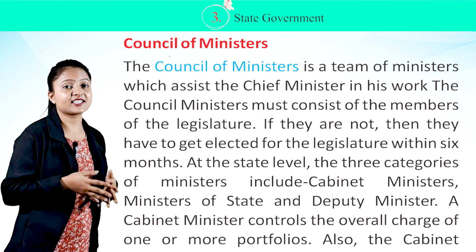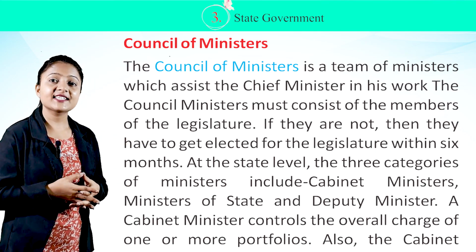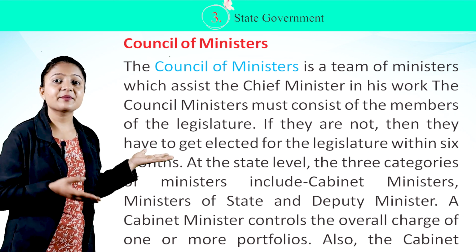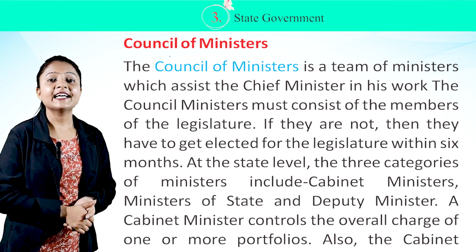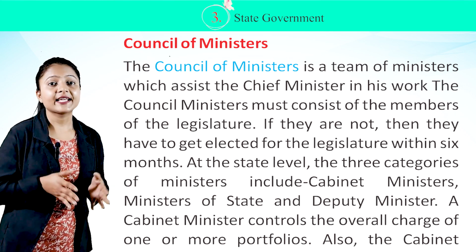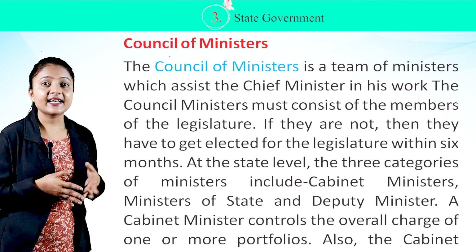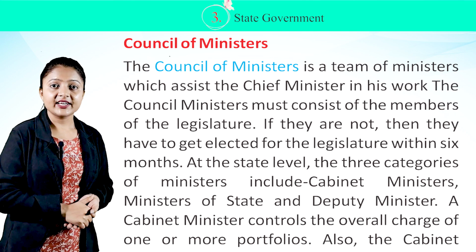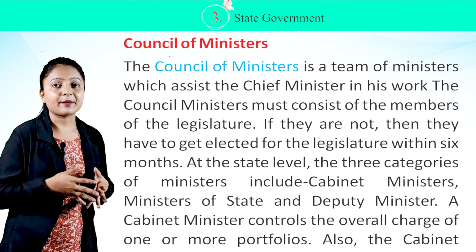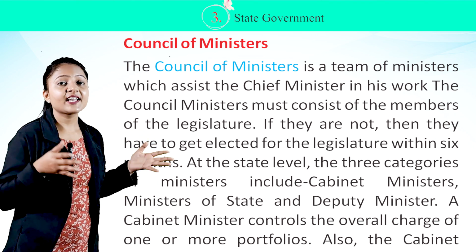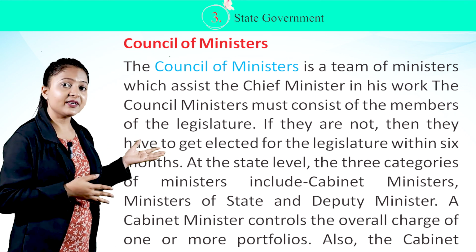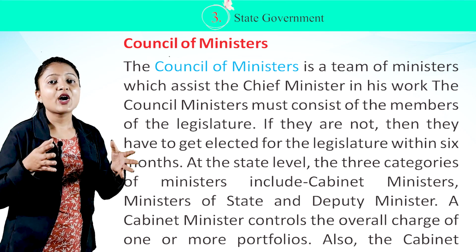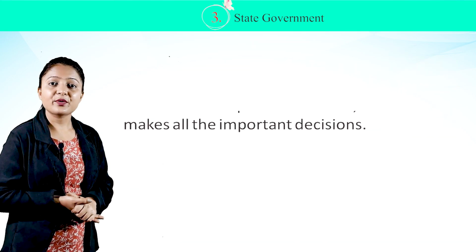Council of Ministers. The Council of Ministers is a team of ministers which assist the Chief Minister in his work. The Council of Ministers must consist of the members of the legislature. If they are not, then they have to get elected for the legislature within 6 months. At the state level, the three categories of ministers include cabinet ministers, ministers of state, and deputy minister. A cabinet minister controls the overall charge of one or more portfolios. Also, the cabinet makes all the important decisions.